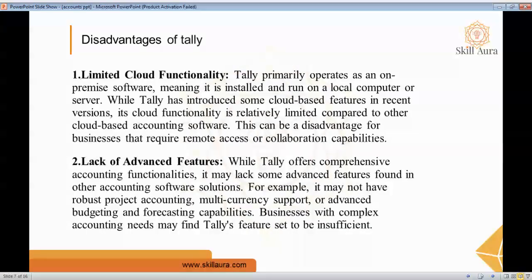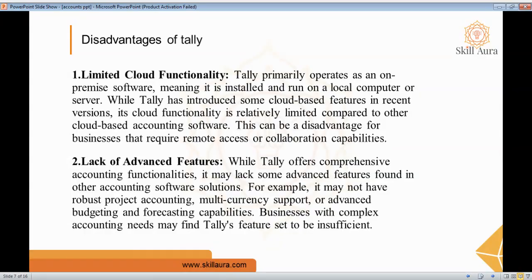Limited cloud functionality. While using Tally, it introduced some cloud-based features in recent versions. So its cloud functionality is relatively limited compared to other cloud-based accounting software. So this can be a disadvantage for a business that requires remote access or collaboration capability.